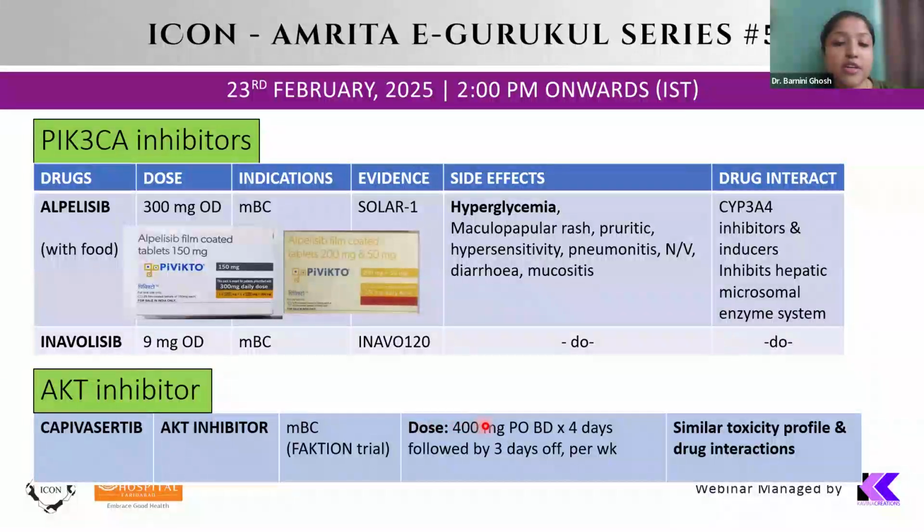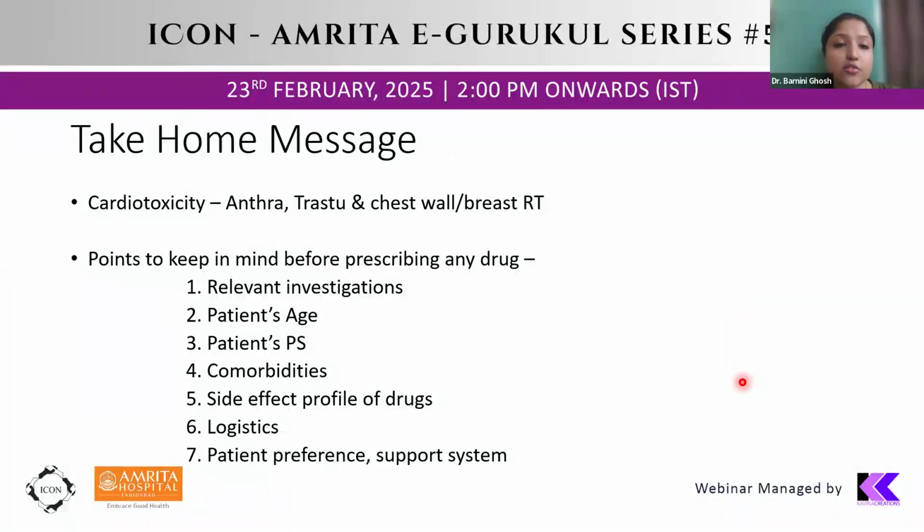Now capivasertib is given at a dose of 400 mg BD for 4 days of a week. That is, it is given for 4 days followed by 3 days off every week. The toxicity profile and drug interactions are similar to the PIK3CA inhibitors. So with that ends our discussion on hormonal therapy.